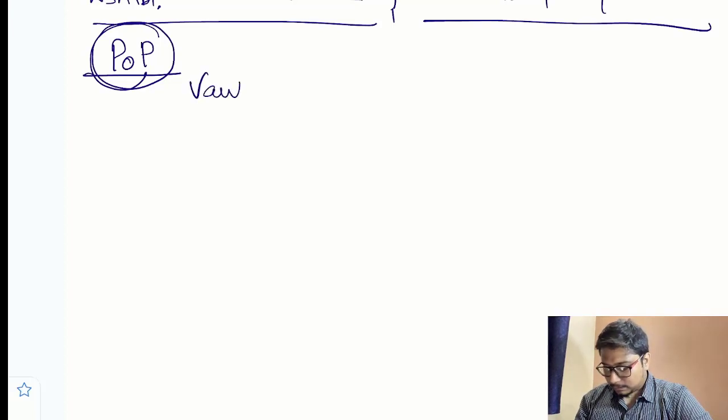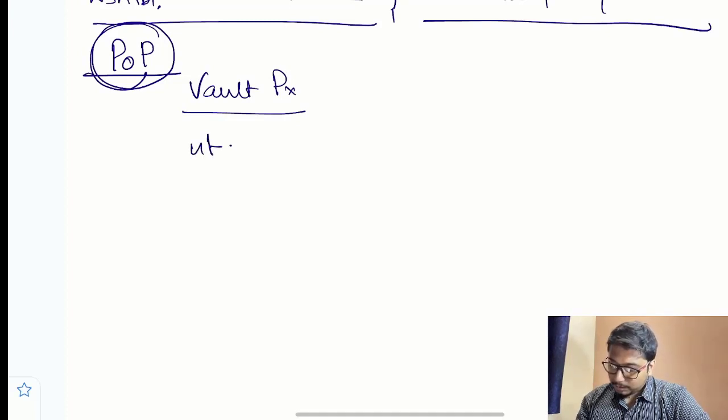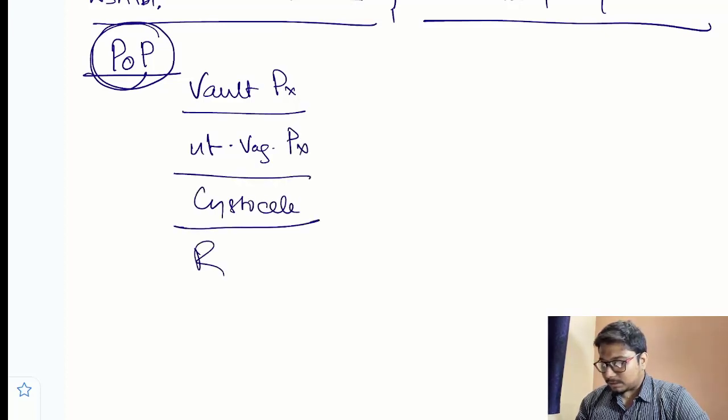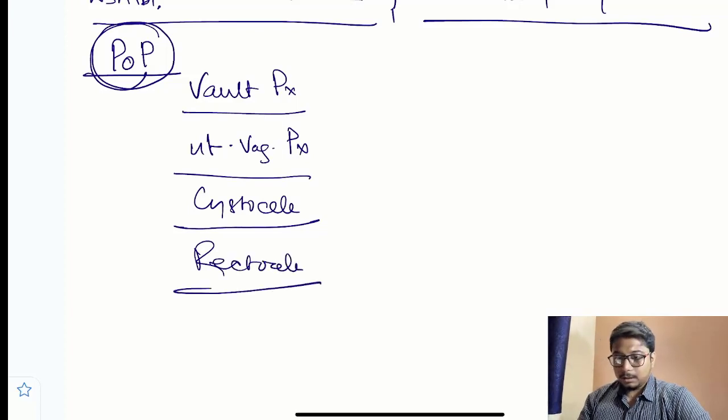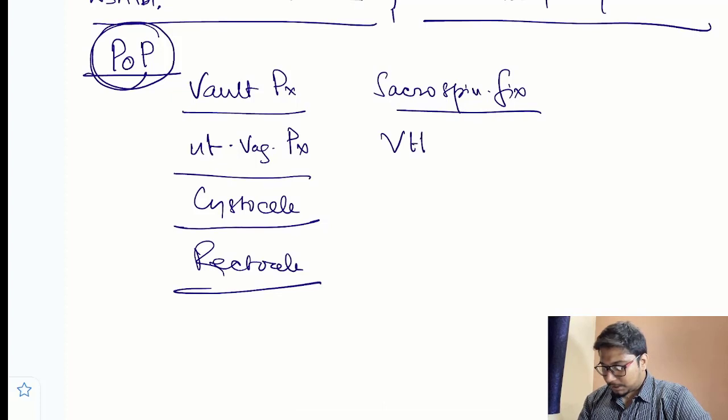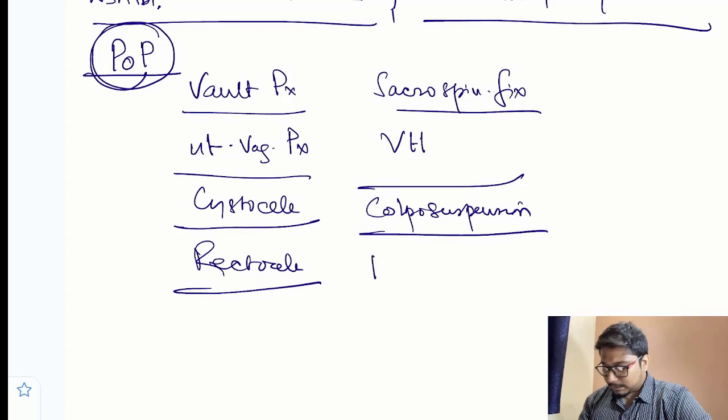So it was a list, I think, vault prolapse, it was to be matched: vault prolapse, uterovaginal prolapse, cystocele and rectocele. So basically the four variants; there is one more, enterocele, which is the prolapse of the POD, by the way, not enteric content. Okay, and the options were sacrospinous fixation. This option will come a bit later. Colposuspension. And for rectocele, it was colpoperineorrhaphy, also called posterior colpoperineorrhaphy.